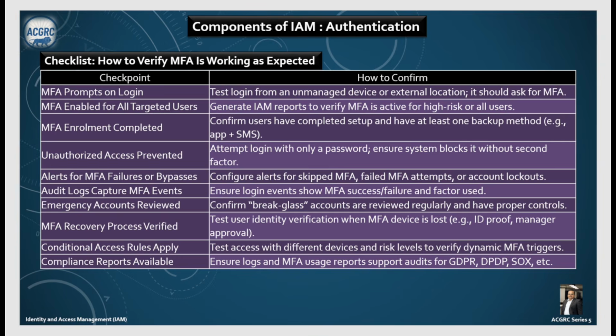You need to test. You're testing whether the system breaks. That's your objective. Configure alerts for skipped MFA, failed MFA attempts, or account lockout. A critical aspect of the testing is to test whether it's working or not. Ensure logging events show MFA success and failure. Both are important. Failure in specific, and factors used.